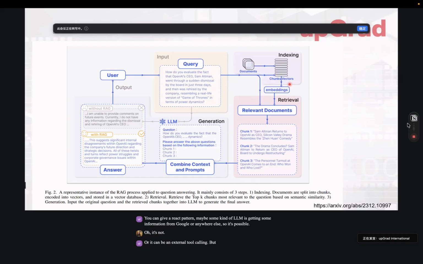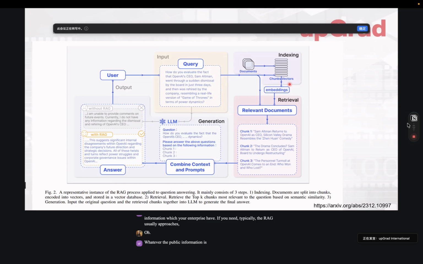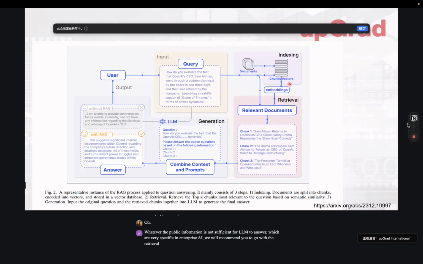But the point is, nobody will have the information which your enterprise has. Typically RAG is used when the public information is not sufficient for the LLM to answer, for things very specific to the enterprise. In enterprise AI, we will recommend you to go with retrieval augmented generation, RAG.